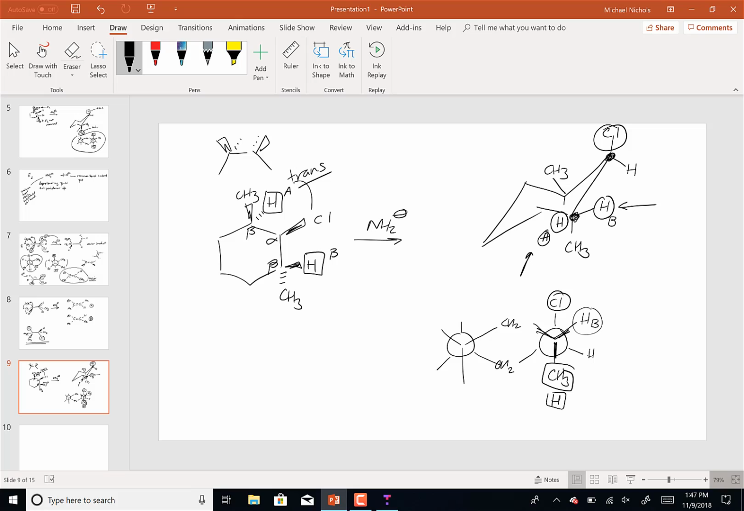So this is how benzene rings are formed? Yes and no. We don't want to get to the benzene rings yet.